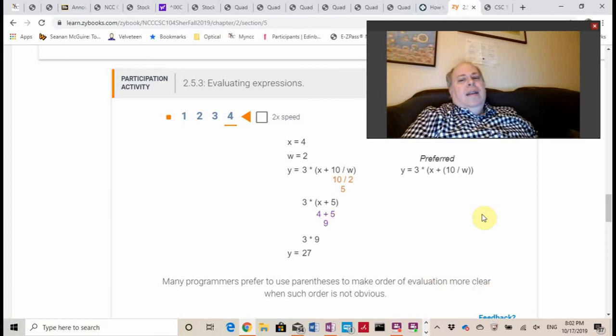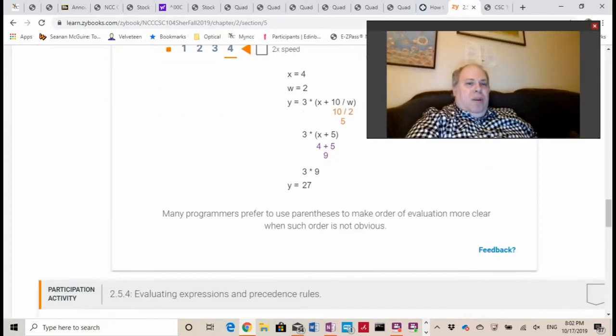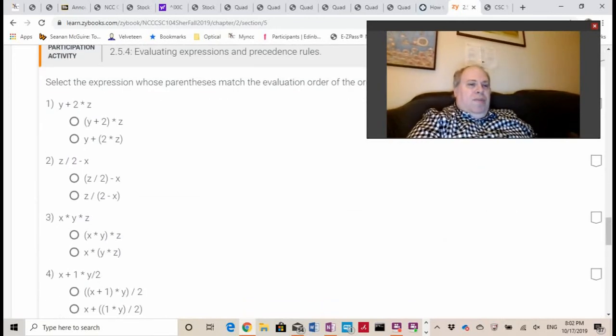Now, some programmers would want to put parentheses around 10 over w. Generally, I don't bother with that, but a lot of programmers would prefer that.